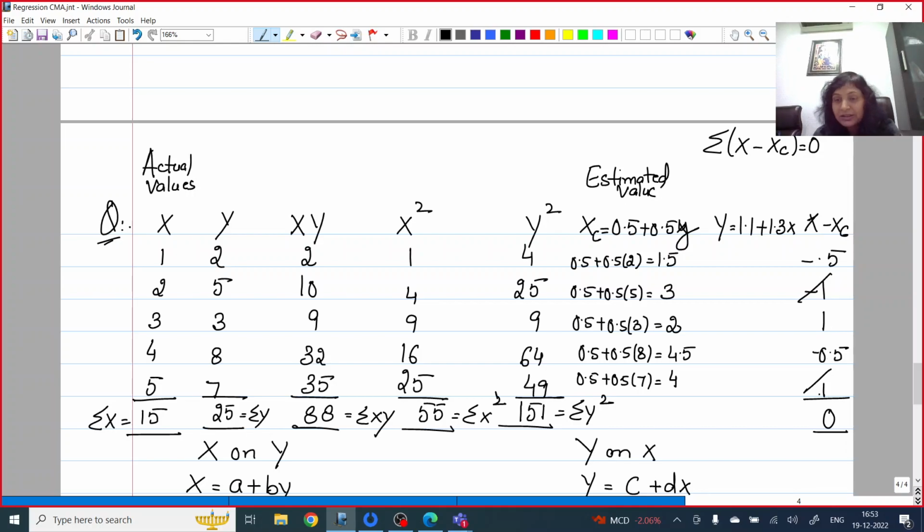So sum is 0. So this is what we called error or residue. The difference between actual value or observed value, this is called error or residue. And sum of error or residue should always be equal to 0.